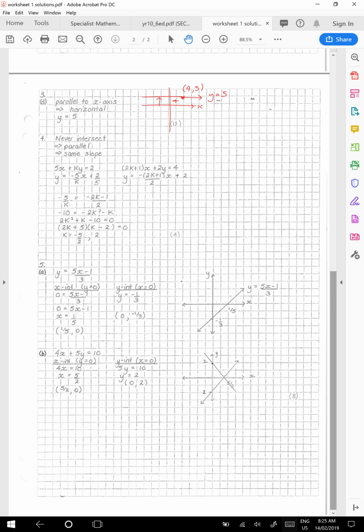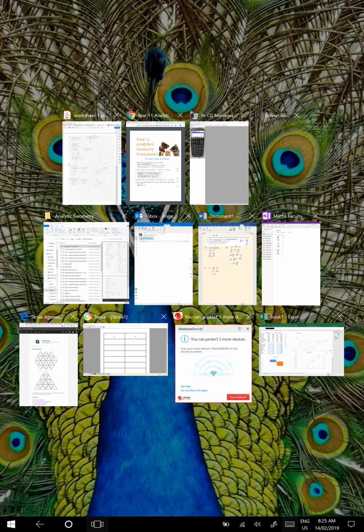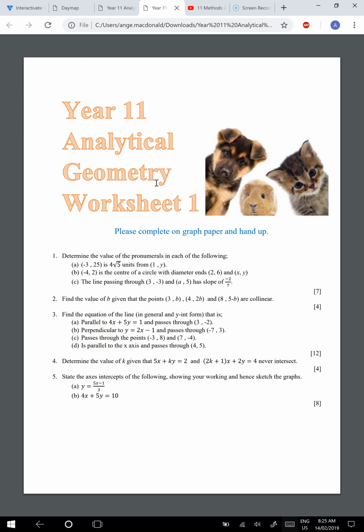Some people said c equals 5. Now that's saying the y-intercept is 5. Correct, but not what the question asked for. So remember, always answer the question. Determine the value of k, given that they never intersect.